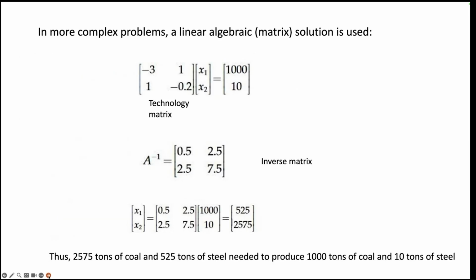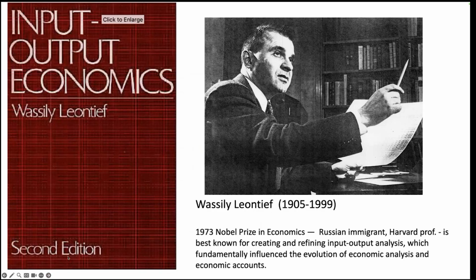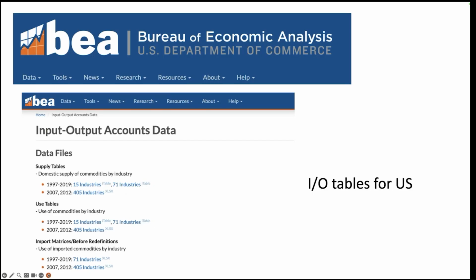And you can use linear algebra, a matrix, to solve more sophisticatedly. So this guy, Leontief, won the Nobel Prize in Economics in 1973, Russian immigrant, Harvard professor. And he's most famous for creating and defining input-output analysis. And it fundamentally influenced the evolution of economic analysis and accounts. All right, so you have IO tables that have been made for the US.